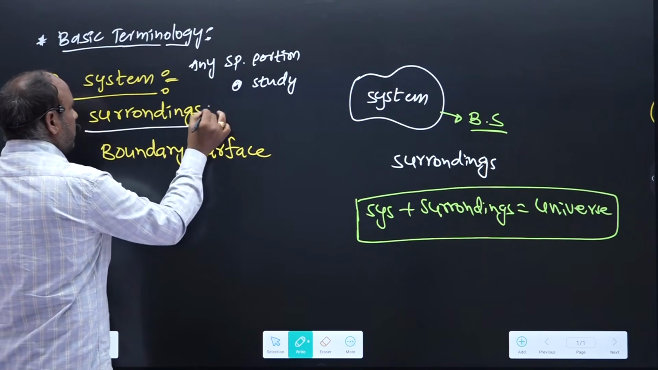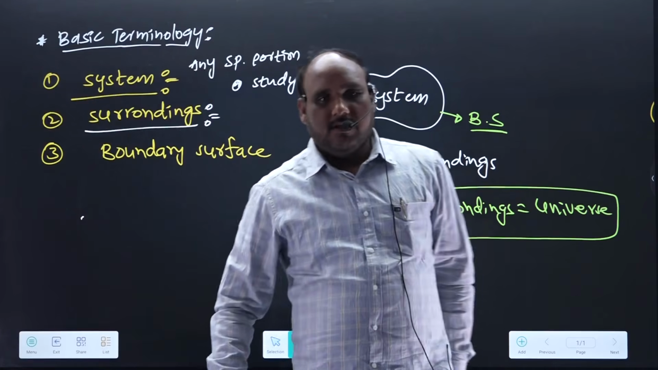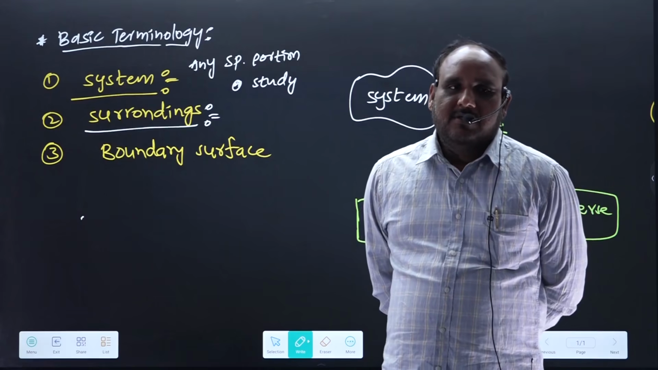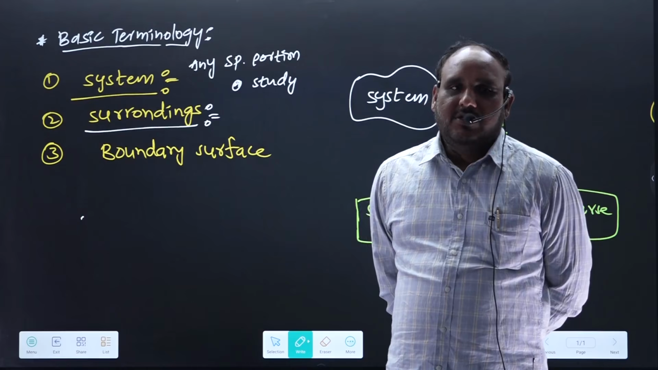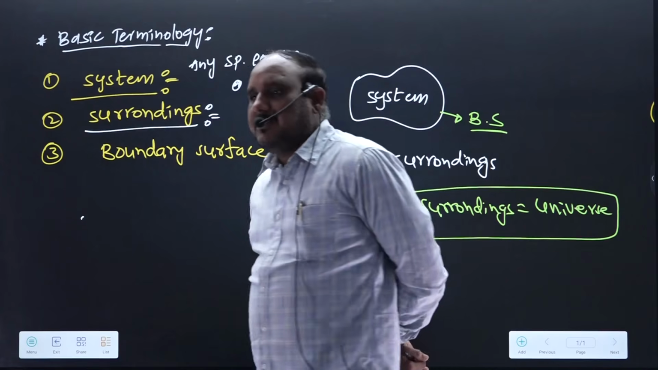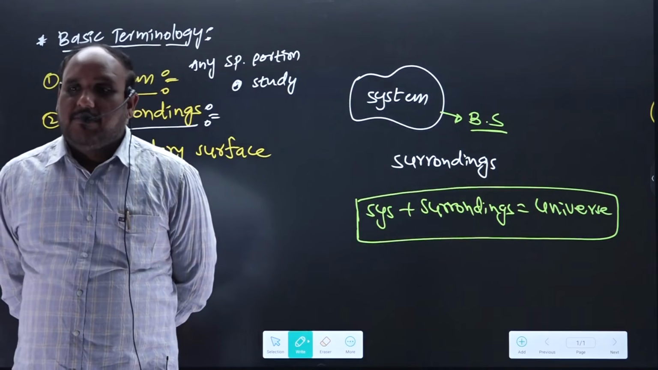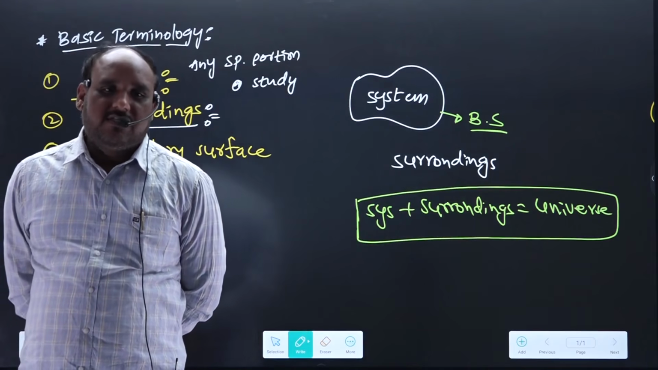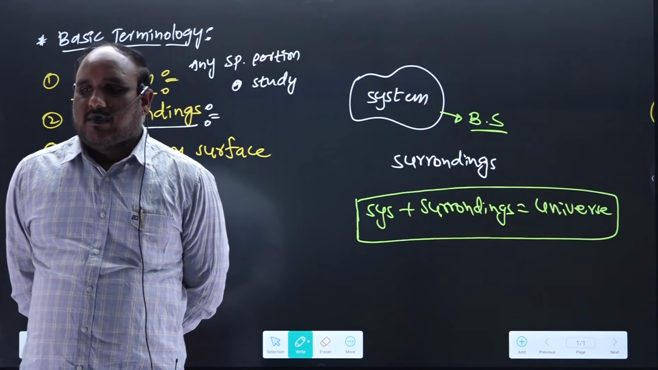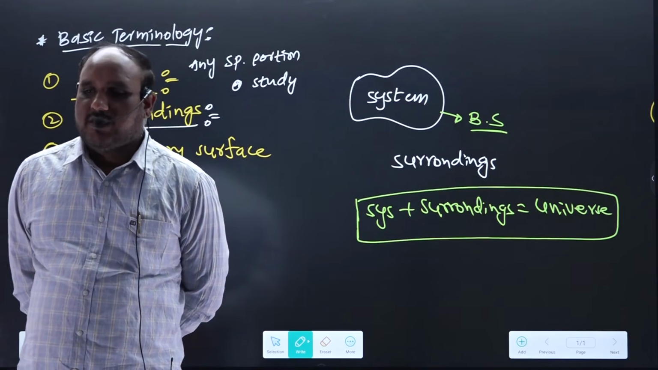So next heading, surroundings. The remaining part of the universe except system is called surroundings, right? The remaining part of the universe except system is called surroundings.